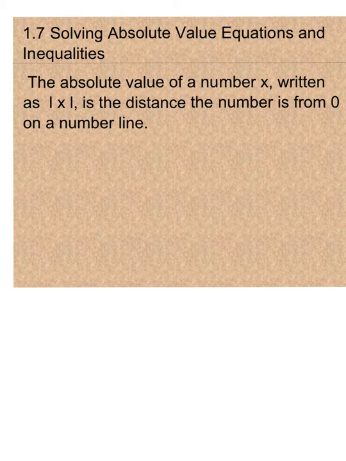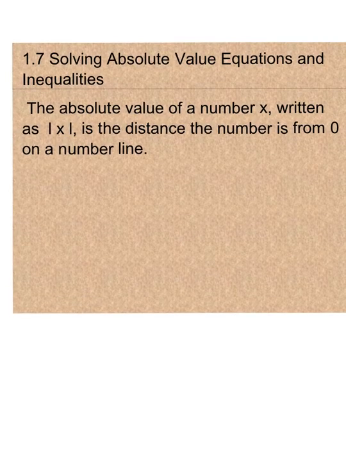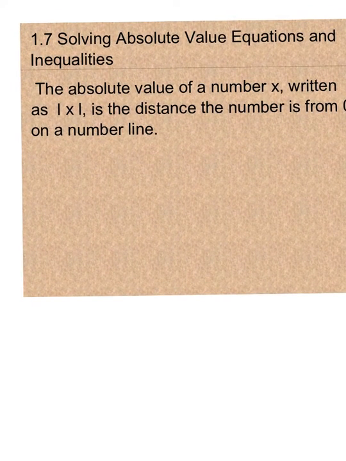Section 1.7, solving absolute value equations and inequalities. Remember, the absolute value of a number represented by x, written as the absolute value of x, is the distance the number is from 0 on a number line. So for example, if we looked at the absolute value of the number -4, we know that the absolute value of -4 is equal to +4.